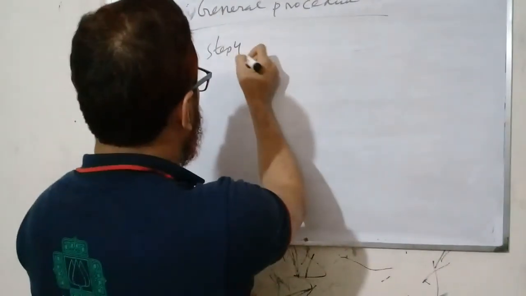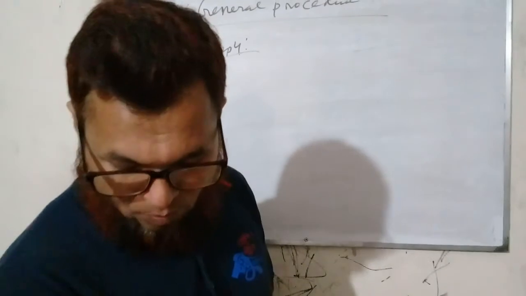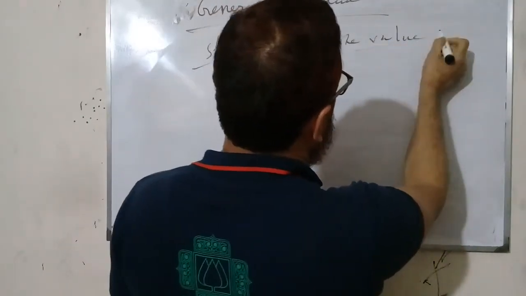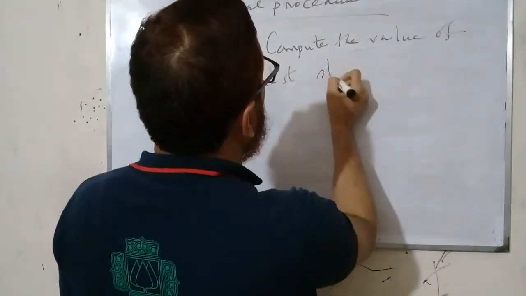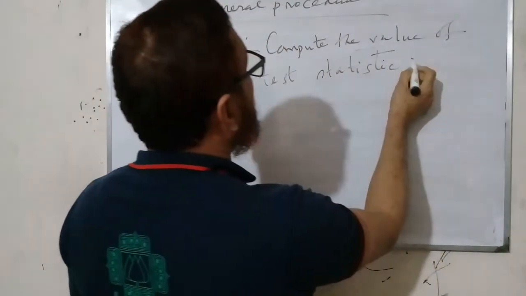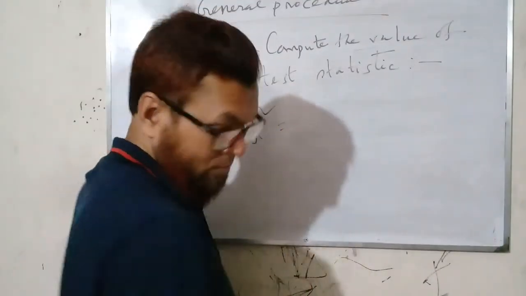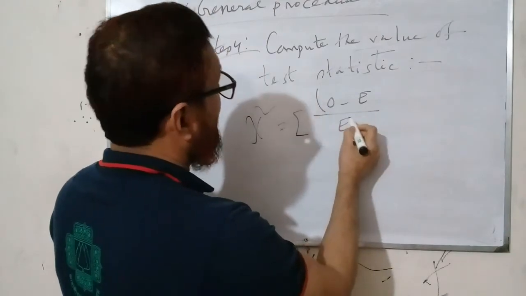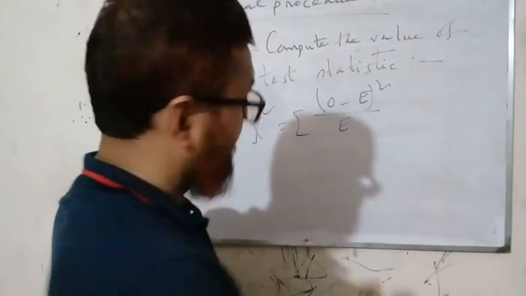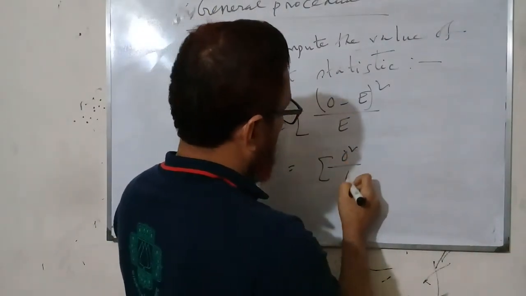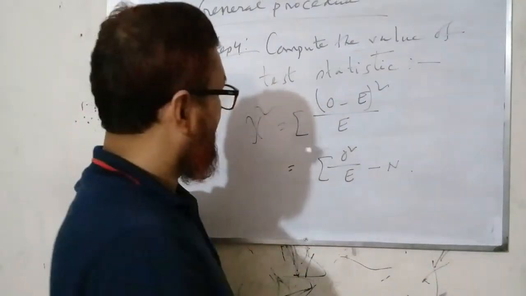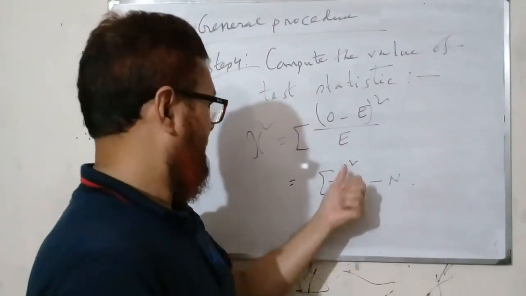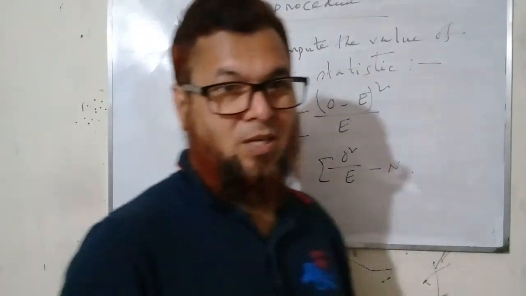Step 4. Compute the value of the test statistic chi-square equal to summation of O minus E whole square by E. That is simplified as summation O square by E minus n.